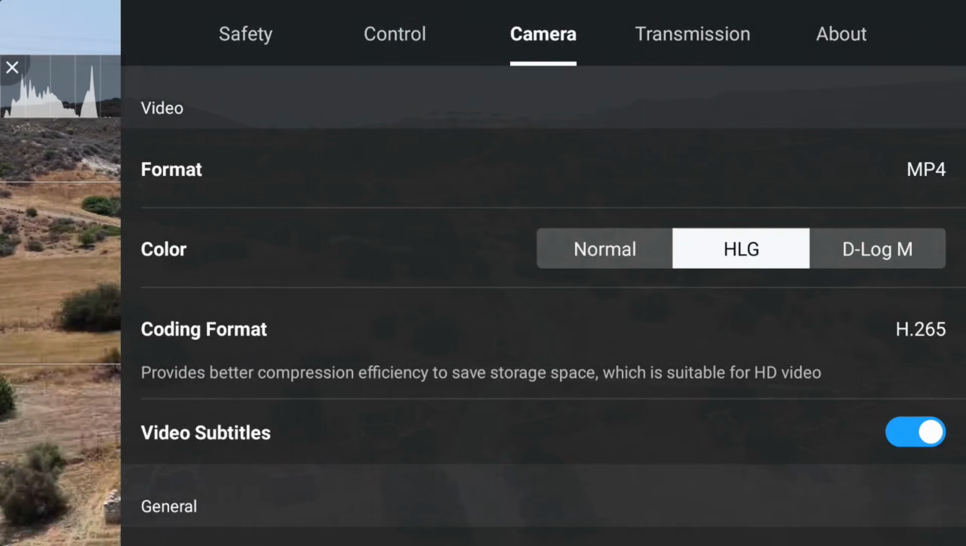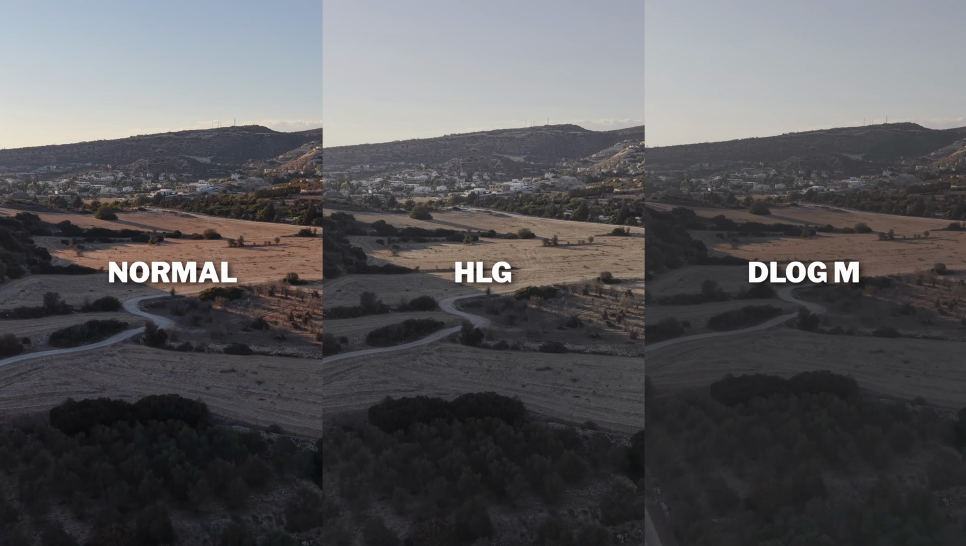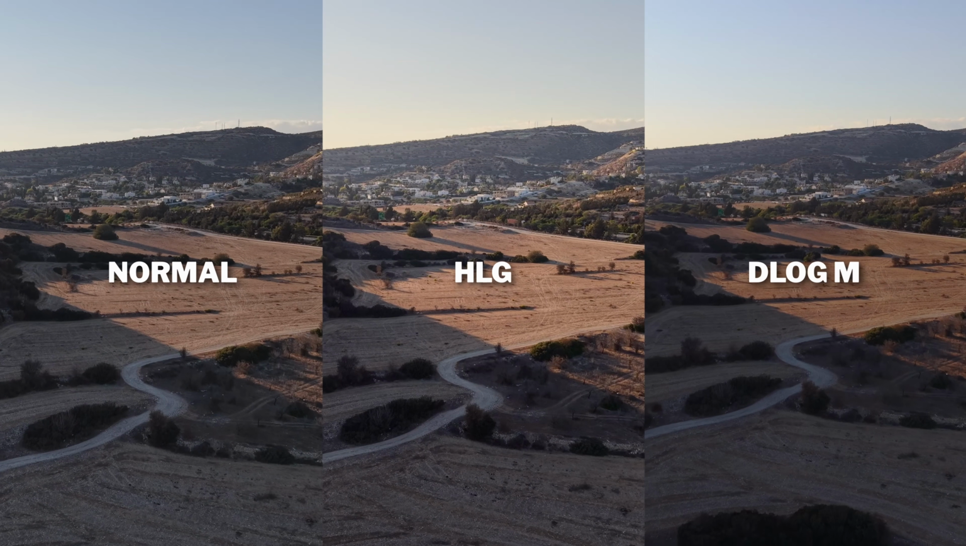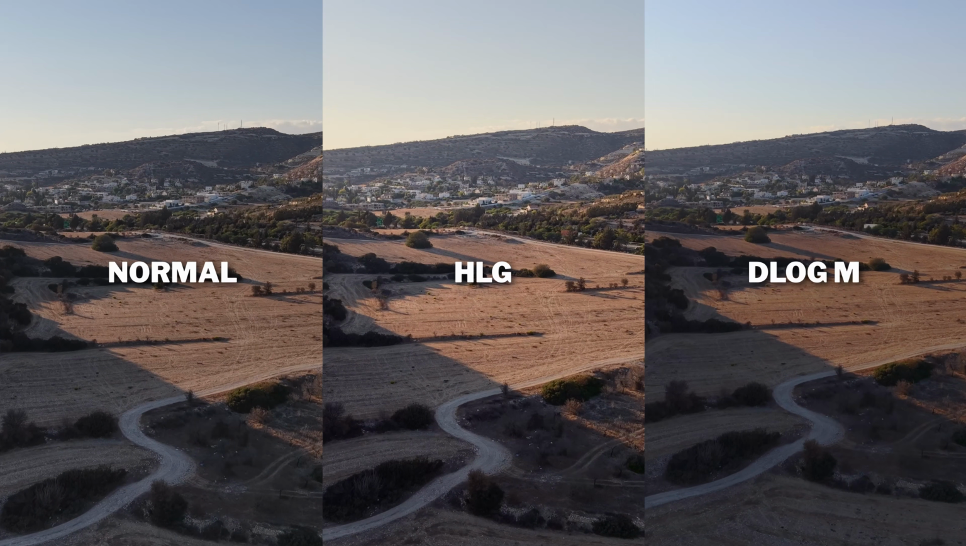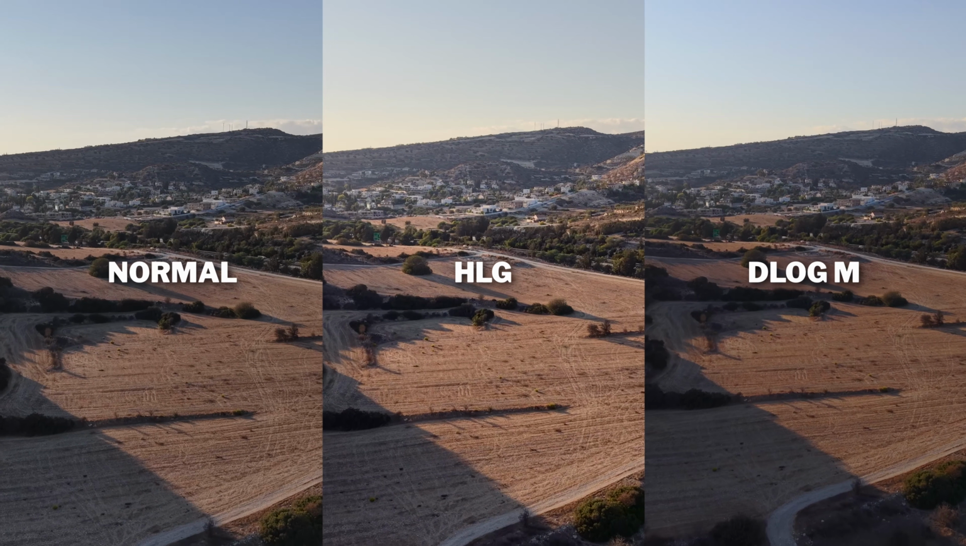Now, as for color options, we have normal, HLG, and D-Log-M. Now, if you want it good straight out of the box, select normal and you'll be fine sharing this with social media. However, if you wanted slightly more dynamic range, HLG is a good option. Now, I personally don't use this. The one I use most of the time is D-Log-M. This contains more information in the shadows and the highlights.